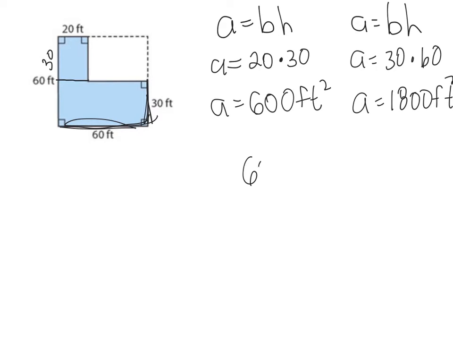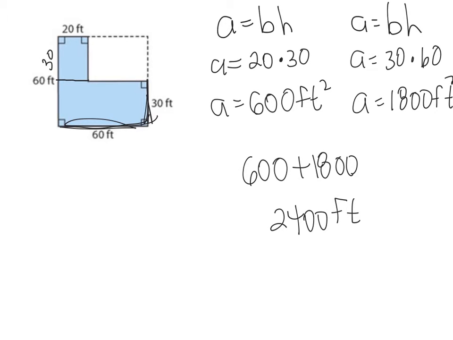So now I got to add 600 plus 1800, and that gives me 2400 feet squared. All right.